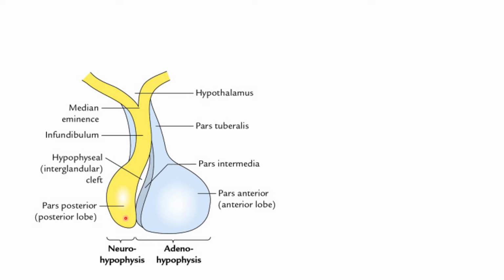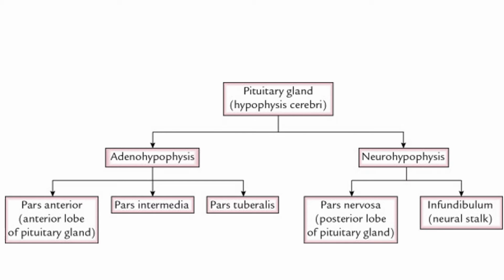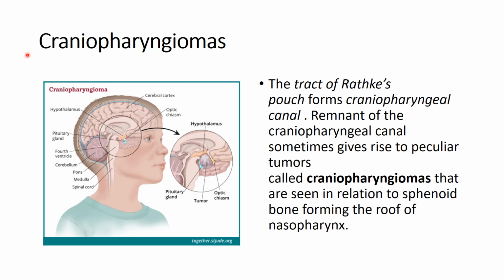Neurohypophysis as the pars posterior and infundibulum, which has developed as a diverticulum from the diencephalon of the forebrain vesicle. It is the flow chart that describes the various parts of the pituitary gland as described in the previous diagram and slide. Now let us study the congenital anomalies of the pituitary gland.